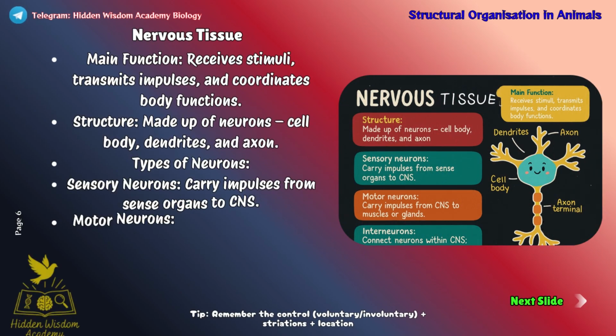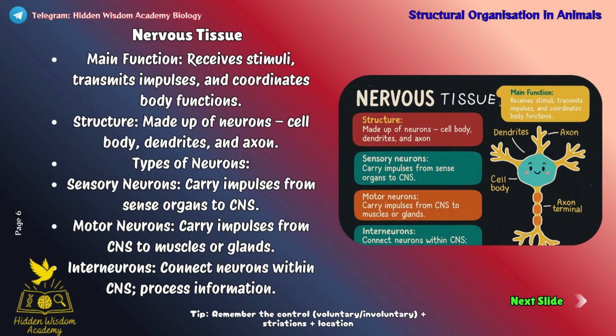Finally, let's learn about nervous tissue, the body's communication network. Its main job is to receive signals, send messages, and coordinate body functions. It's made of neurons, which have a cell body, dendrites, and an axon. Sensory neurons carry signals from sense organs to the brain and spinal cord. Motor neurons send commands from the brain and spinal cord to muscles or glands. Interneurons connect neurons within the CNS to process information.